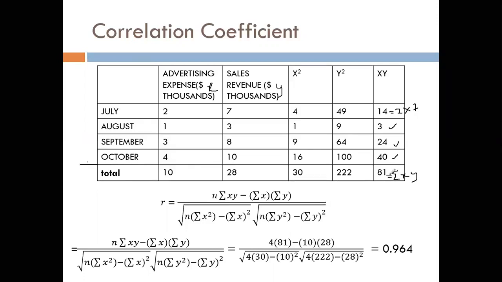Then you also need summation x squared, that is the sum of the squares of x. So you have to find the squares of x and then sum it up. We square x: this is 2 squared, this is 1 squared, this is 3 squared, this is 4 squared, which will give us 16. After that, you sum everything to give you summation x squared. Then we also have y squared in this formula. So you square y: 7 squared is 49, 3 squared is 9, 8 squared is 64, 10 squared is 100. Then you sum it up. This is the summation of y squared.